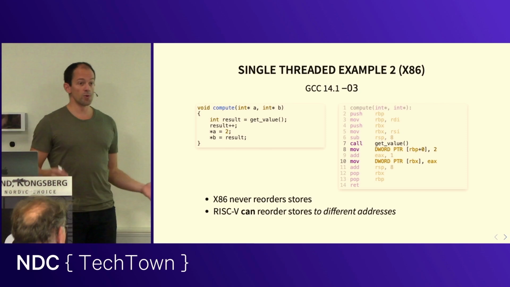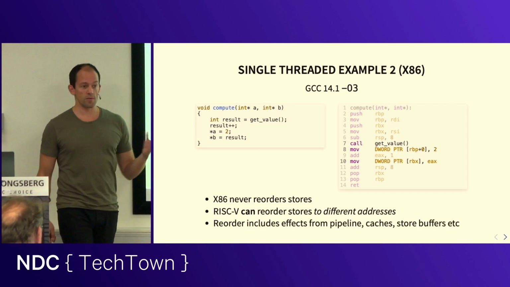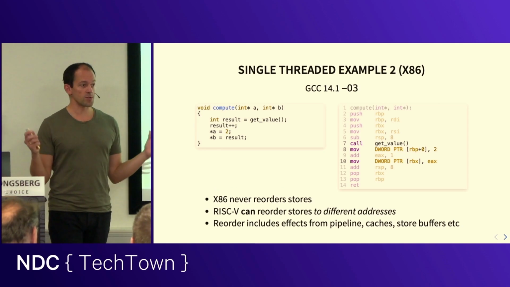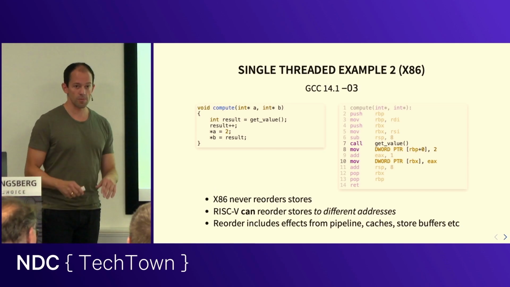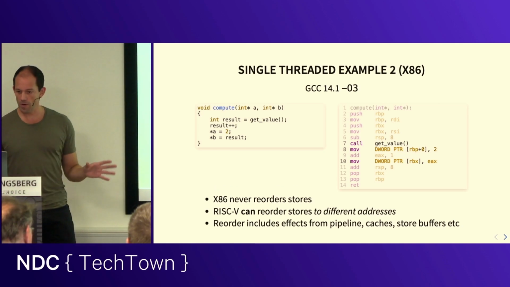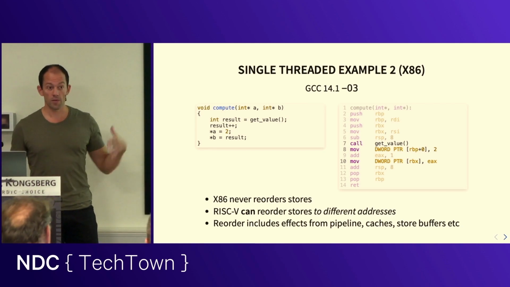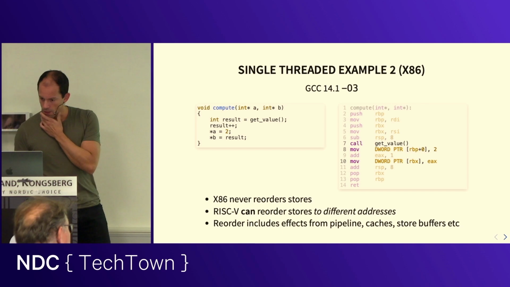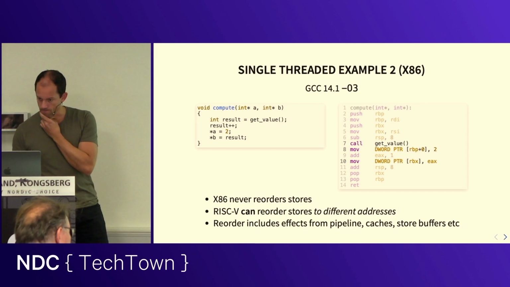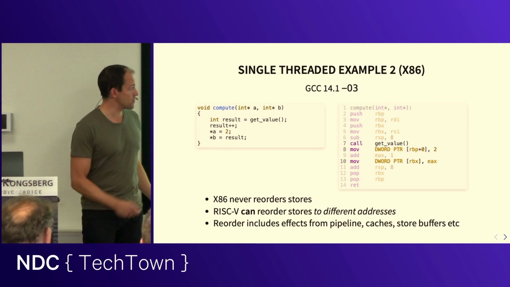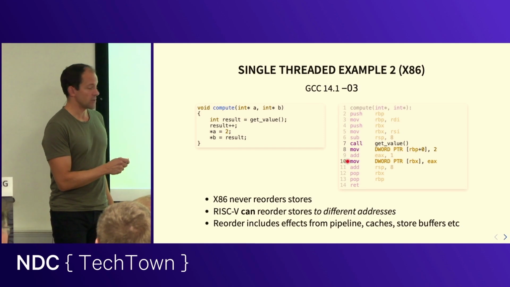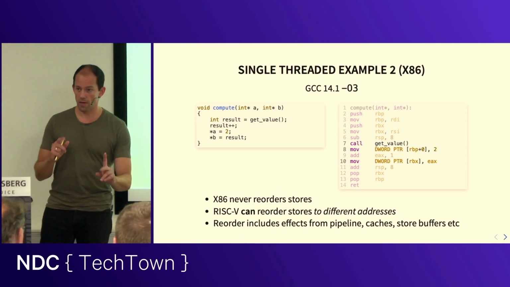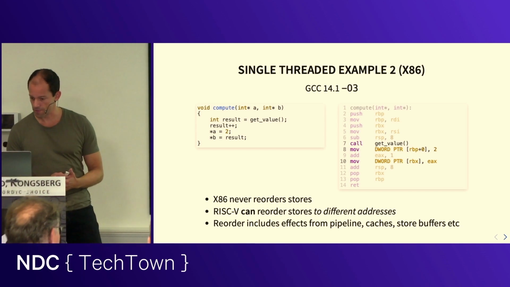And when I say the CPU reorders, that can include effects from the pipeline, from caches, store buffers, all sorts of stuff inside the CPU that they often don't even tell you about. They just have to maintain the apparent order of these things. So even if I compile this for RISC-V, I wouldn't need any special fences or anything in here, because it checks if they are overlapping, and in that case, it doesn't reorder.